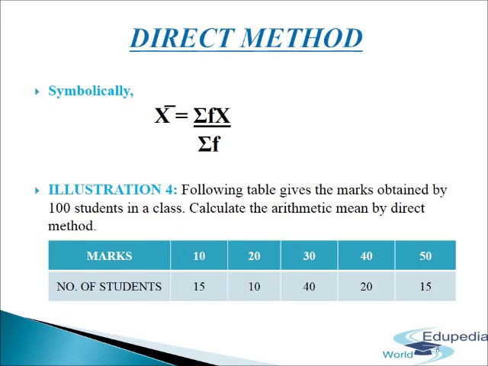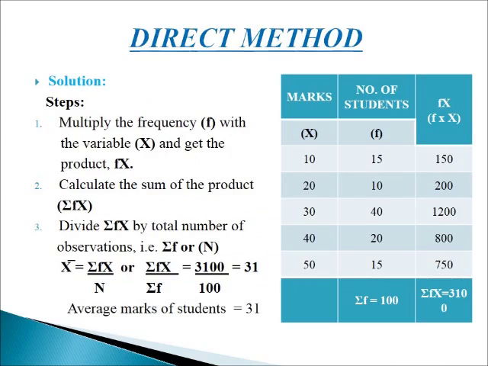Let us understand this with the help of the following illustration. In the following table, the marks obtained by 100 students in a class are given. We have to calculate the arithmetic mean by direct method. First, we will make the table of 3 columns. In the first column, we will write marks, which is denoted by x. In the second column, we will write number of students, which is denoted by f. And in the third column, we will write the product fx. We will multiply the frequency with the variable and get the product fx.